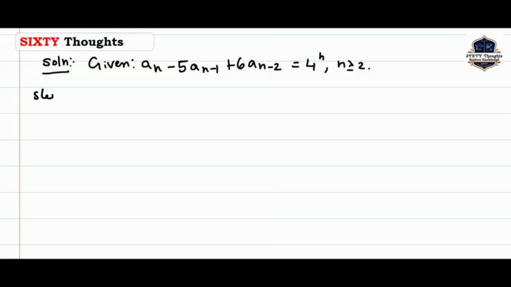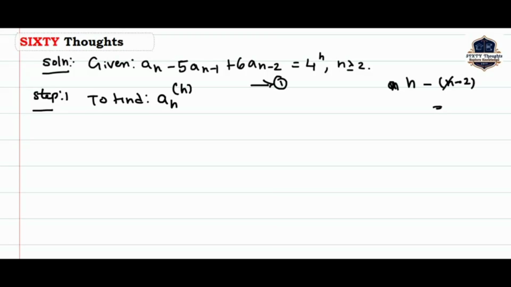Step number one is that we need to find the homogeneous solution. Consider this as equation number one. To find the homogeneous solution of the equation, that is a_n power h, before that we will first find the order of this equation. How to find the order? Highest term minus least term. The highest term is a_n, that is the nth term, minus the least term, which is n minus 2. So n minus n gets cancelled, and we get order 2. So this is nothing but a second order difference equation. When you solve this equation, we get two roots.